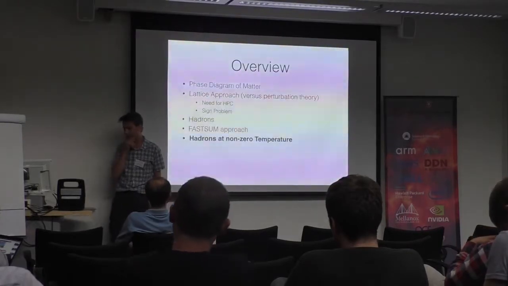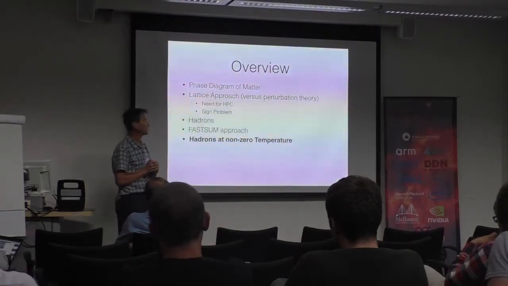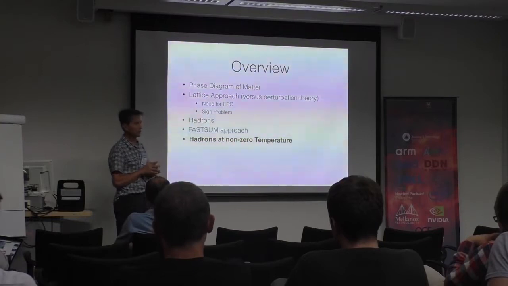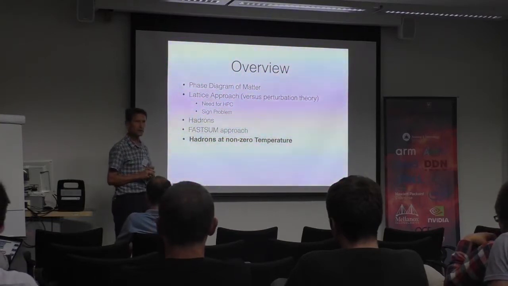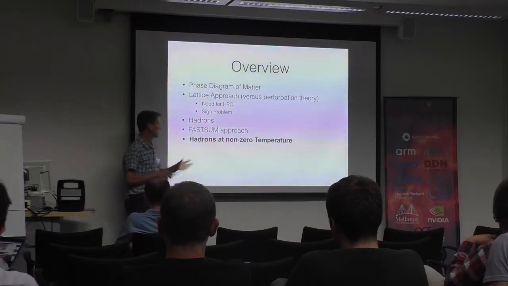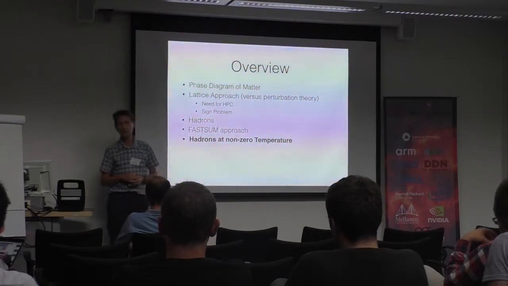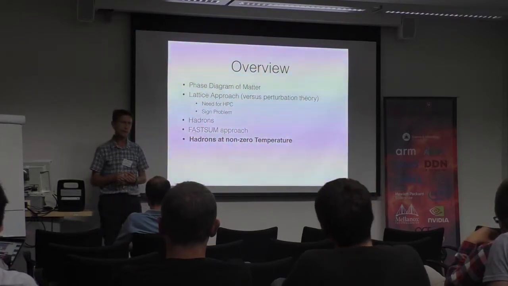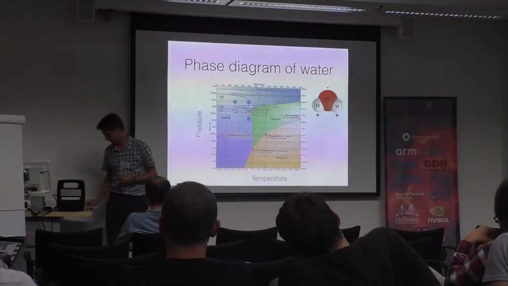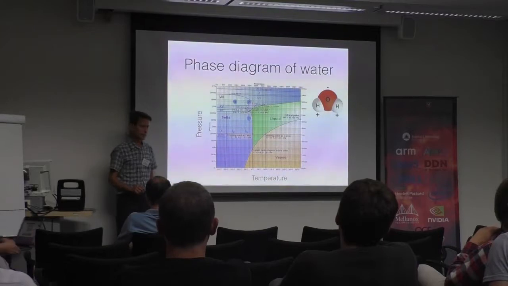So the overview of my talk: I'll mention the phase diagram of quarks, or matter. Talk about the lattice approach and why it's really required to use the lattice approach to study the sort of physics that we're interested in. Talk a bit about hadrons and our collaboration's approach, and particularly then apply the lattice approach to the study of hadrons at finite temperature.